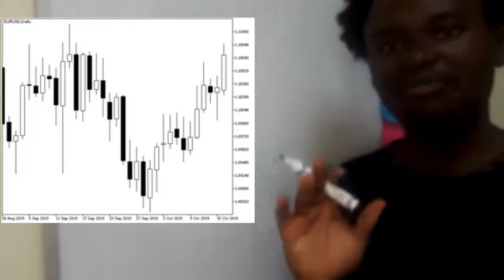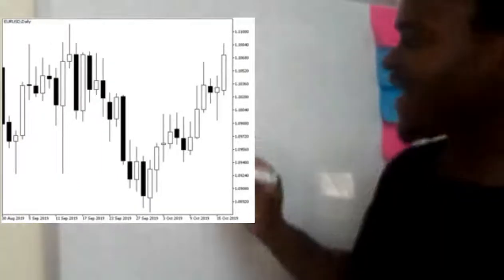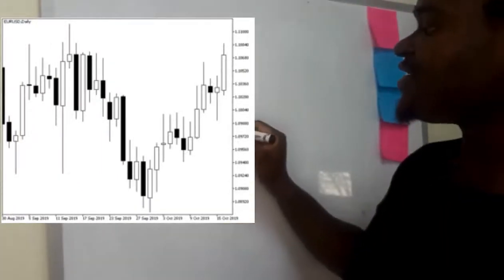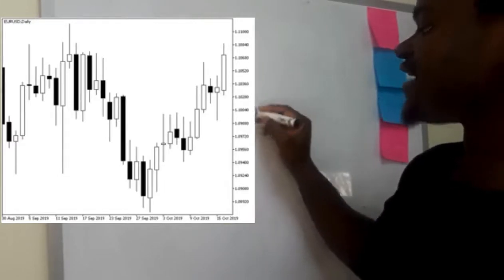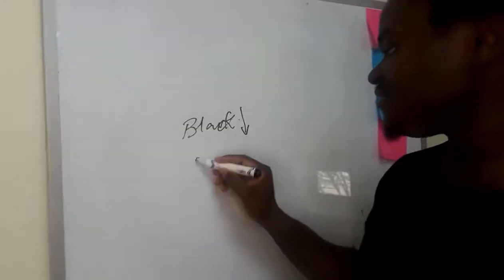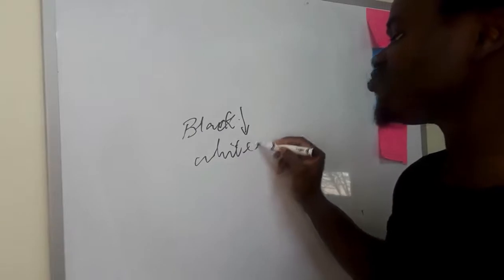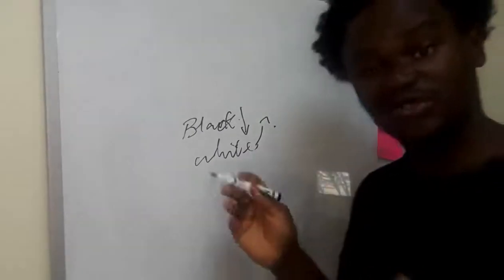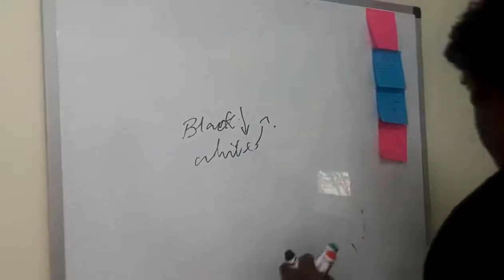You have to know that Homma Munehisa designed candlestick charts to be white and black candles. Black meaning that prices went down, and white meaning that prices went up. I think it was kind of racist, but let's just get on.